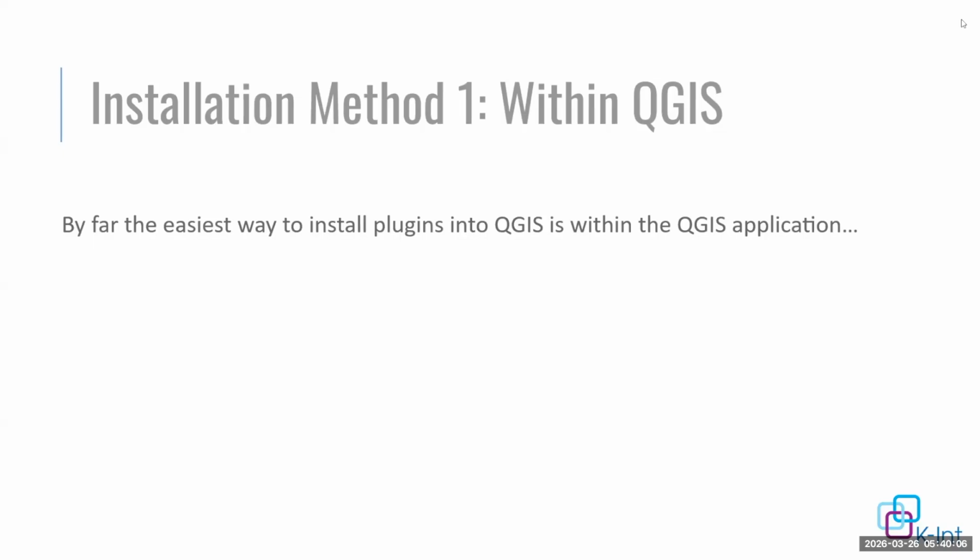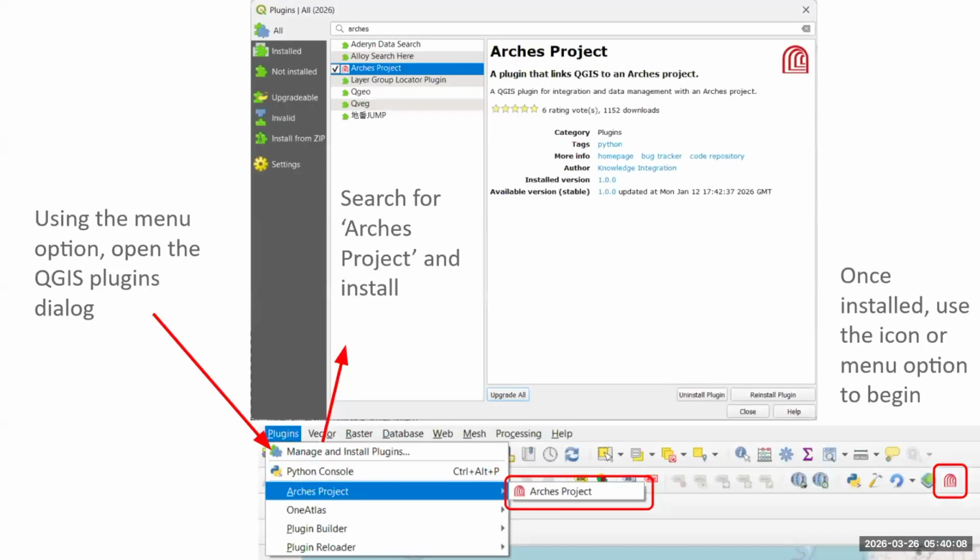You just need to go to the plugins bar at the very top, hit the manage and install plugins option, and this will open up your plugins dialog where you can see everything you've got installed and all plugins that exist in the world. So once you're there, you can search Arches or Arches project and you can see it pop up. It'll show you some information, the description, the number of downloads and the ratings it's got, as well as the latest version, so you can make sure you're up to date. You can then hit install plugin, or if you've already installed it, you can uninstall it or reinstall it.